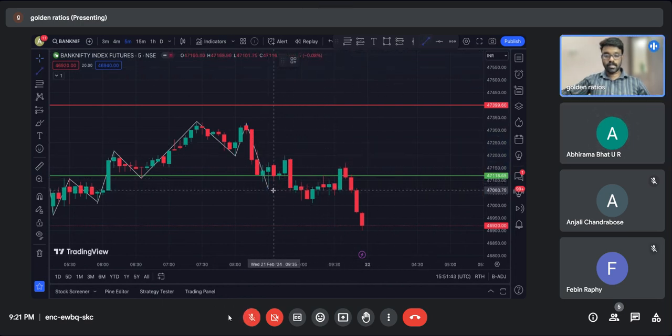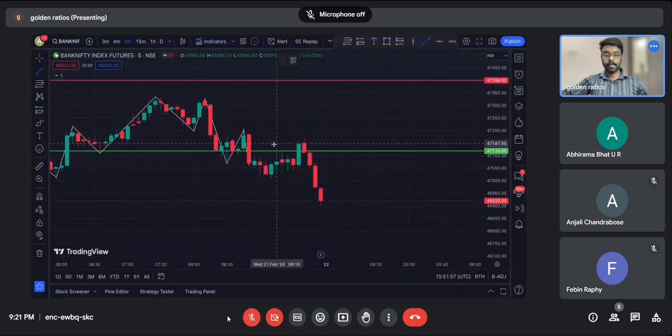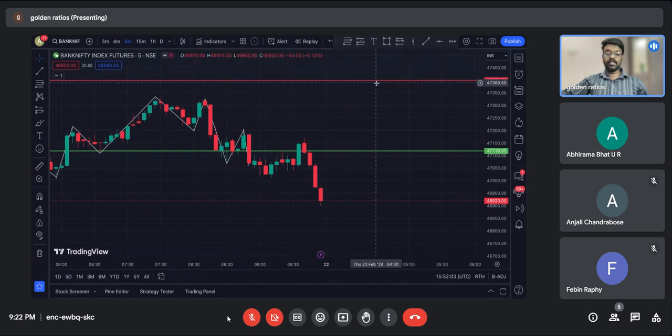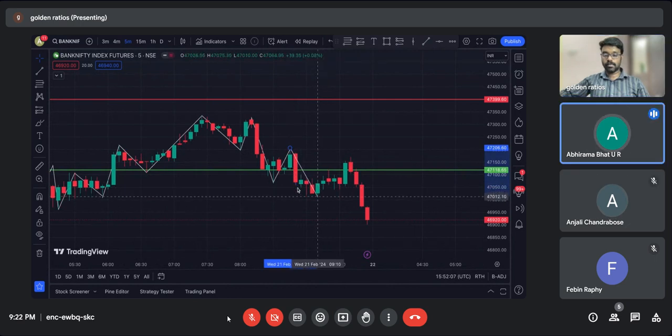So again, we can see this line has given a support. The market has moved up again. Now what had happened? The market again has broken with a red candle body. So again, this support has become a resistance. So I hope everyone understood now what support and resistance is. Understood now? Yes.